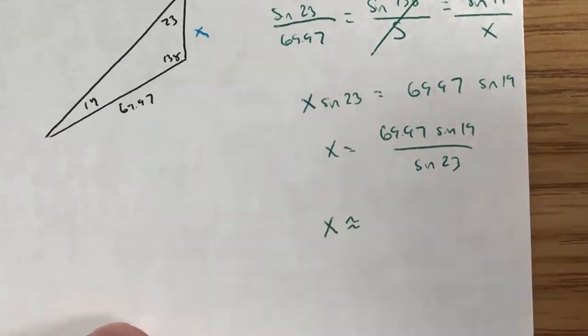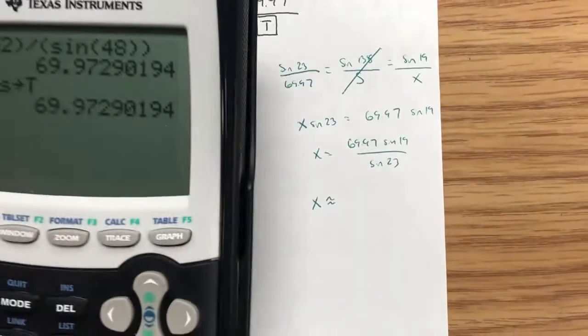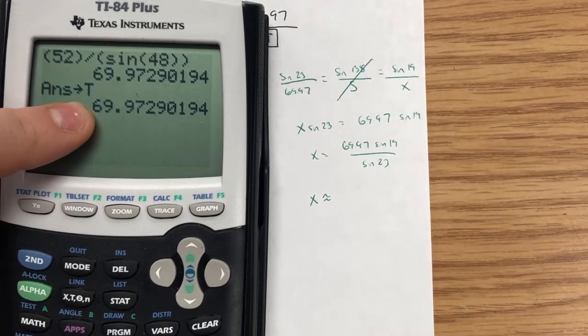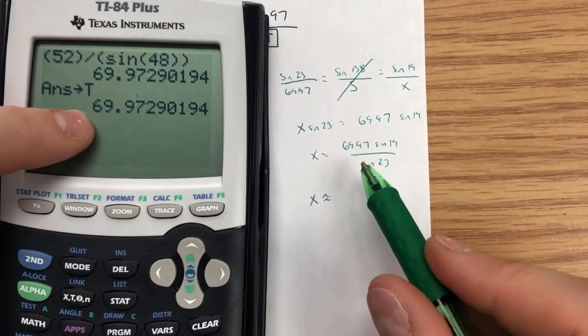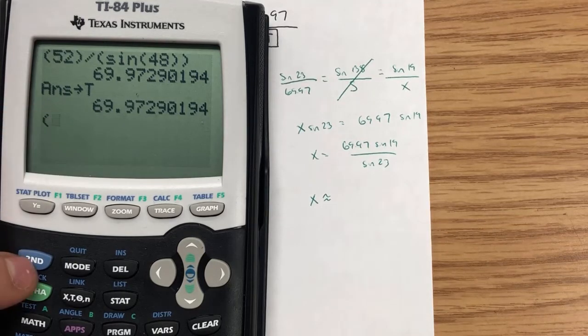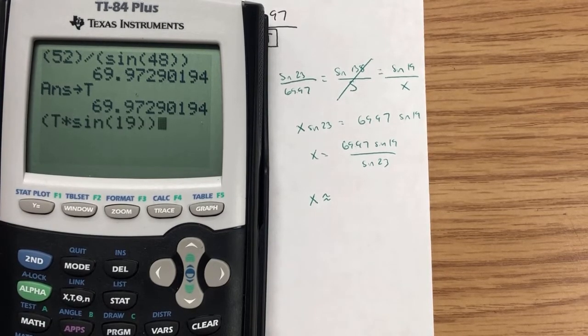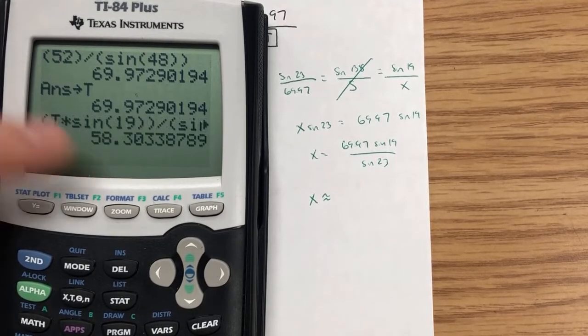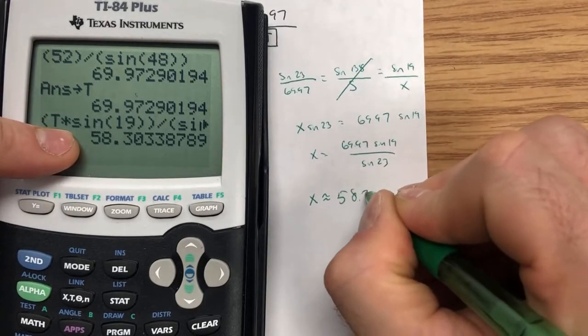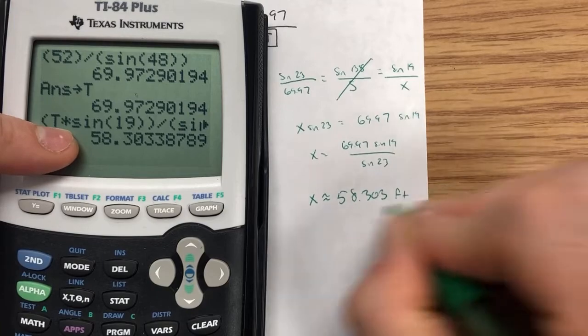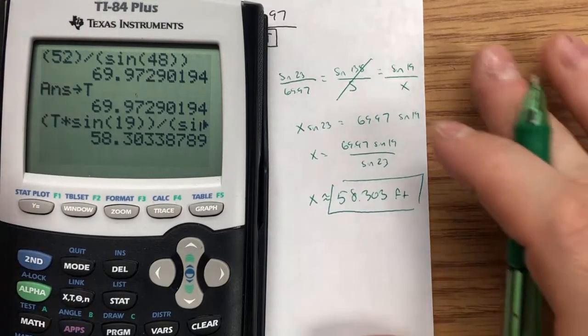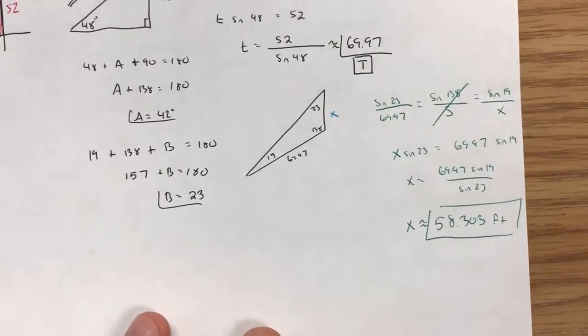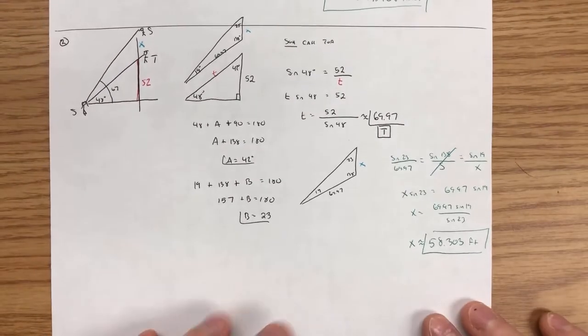So x is equivalent to, let's go ahead and plug this in. Remember, I have my 69.97. I'm going to use this long decimal instead of my abbreviated one. So numerator, I have that value times the sine of 19 degrees, close my numerator, divided by denominator, sine of 23, close denominator. Boom. I have roughly 58.303 feet.